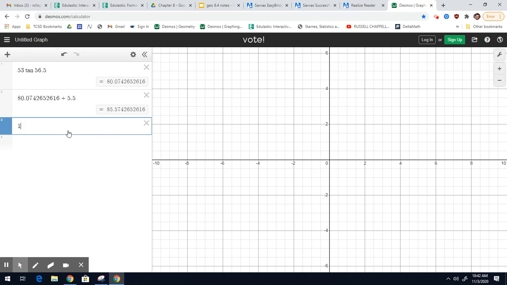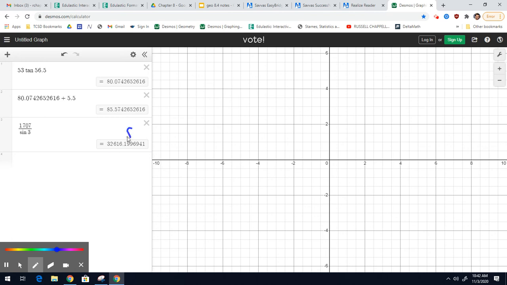So I'm doing 1707 divided by the sine of 3 degrees. Remember, do not ignore the division. And that is the distance in feet, right? So this is in feet. But to find how many miles that is, we have to take this big number and divide by 5,280. Again, think about it, right? Typically, when you talk about miles, it's a lot smaller number than it is feet because, again, there's 5,280 feet in a mile, right?